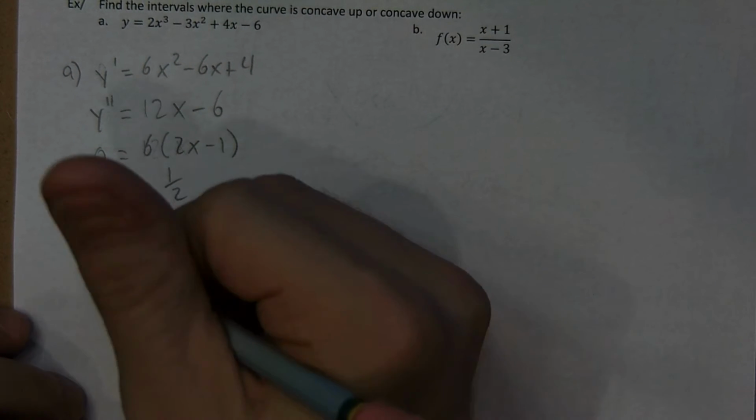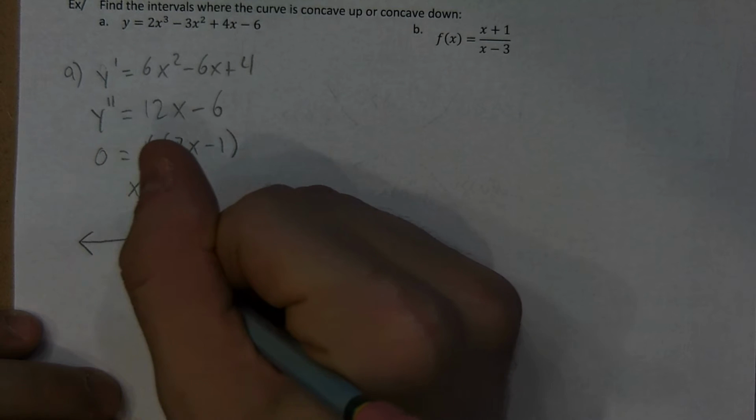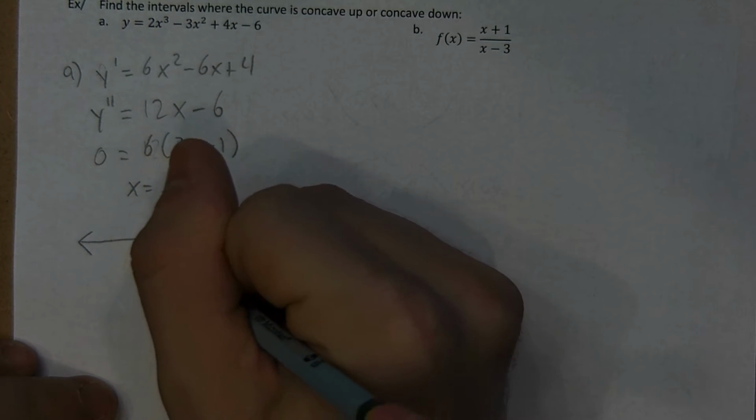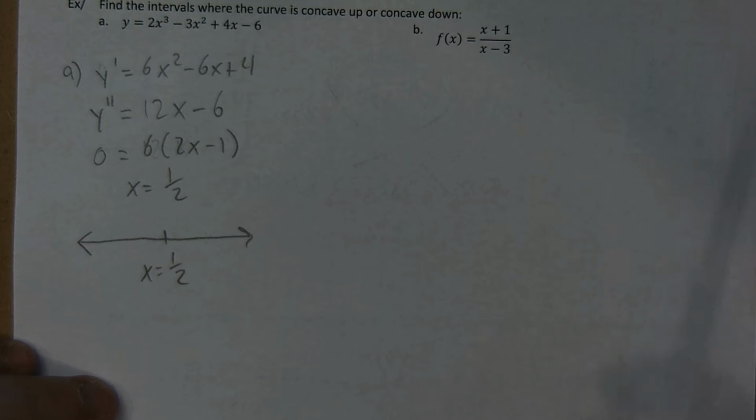There it is. Okay, there is only one place where the second derivative could equal 0, and that's going to happen at x equals 1/2, because that's what's going to make the inside of those parentheses 0. So we're going to create a sign diagram for the second derivative. It has one x value on it, and then we check to the left and to the right.